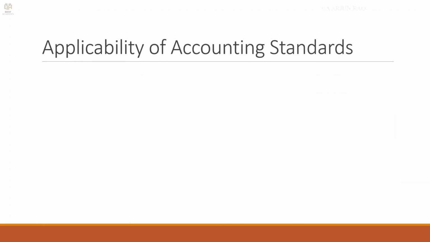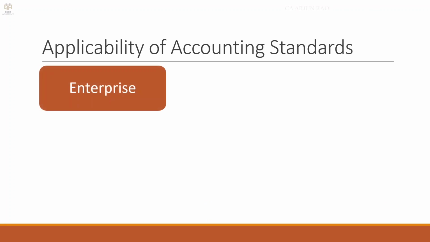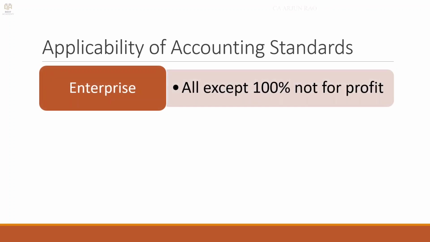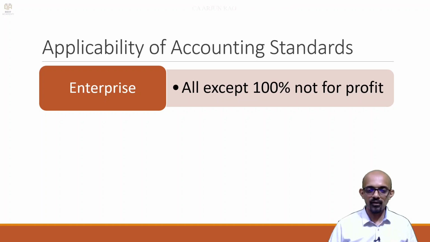Next, let us look at the applicability of accounting standards. There is a 3-tier applicability system put in place by ICAI. First is the enterprise level. ICAI says that all enterprises should follow accounting standards except 100% not-for-profit enterprises. So, for example, there is a trust. It collects donations and spends for the welfare of the poor and elderly, does not retain any surplus. So, that would be an example of 100% not-for-profit.